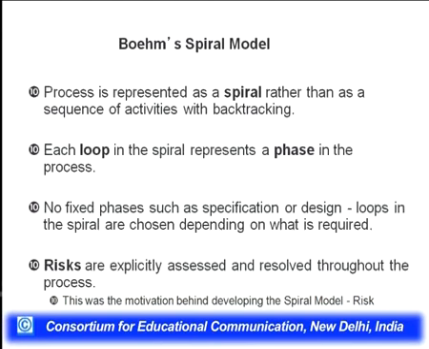So, no fixed phases such as specification or design are there. These are loops in the spiral, chosen depending on what is required basically. Risks are explicitly assessed and resolved throughout the process. This was the motivation behind developing the spiral model, basically that risks can be assessed and resolved, unlike the waterfall model where no changes or adjustments can be done.